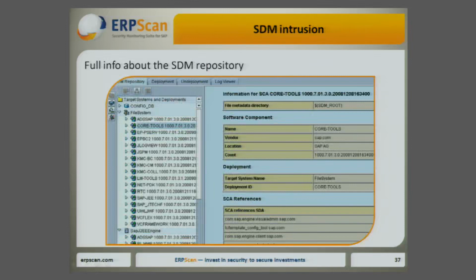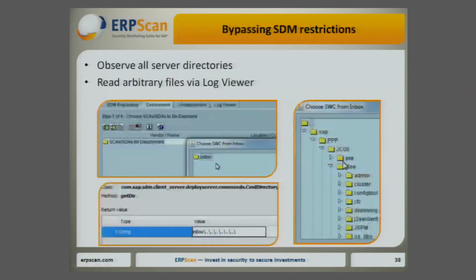When we get access to the SDM interface, it is possible to do everything available in the Software Deployment Manager. Here you see information about repositories, about components, and their settings. Here is a wizard for choosing the file for deployment. Also, a directory traversal vulnerability exists here.